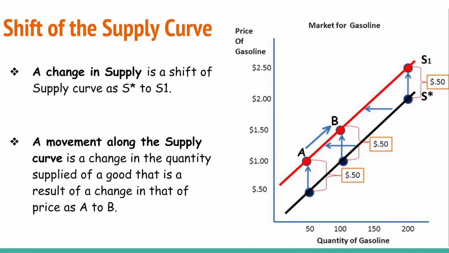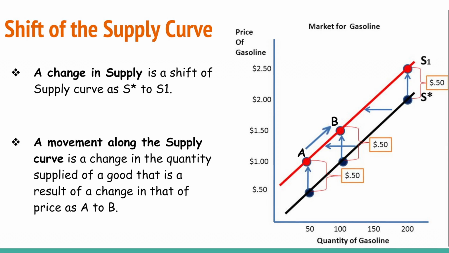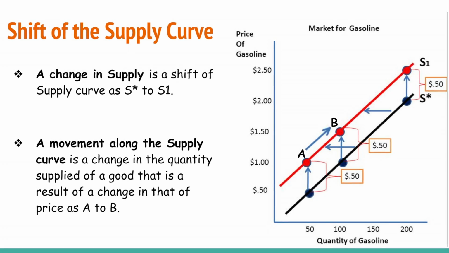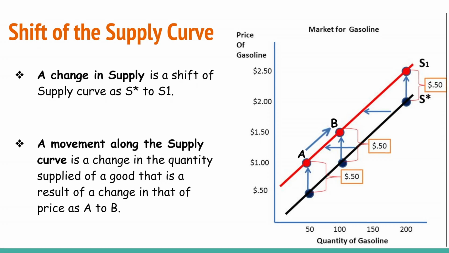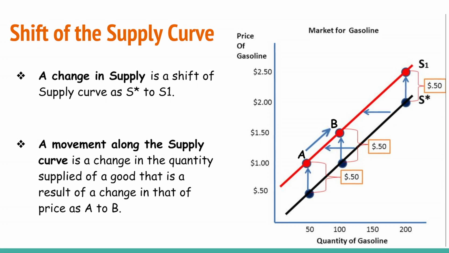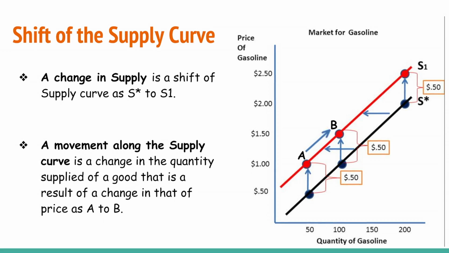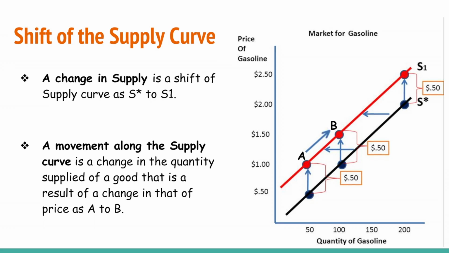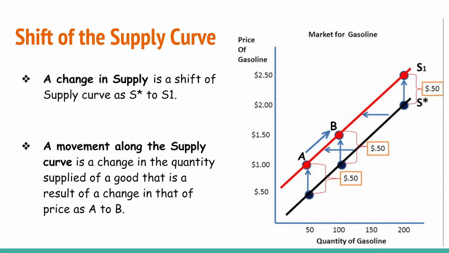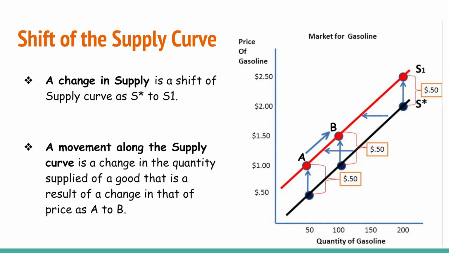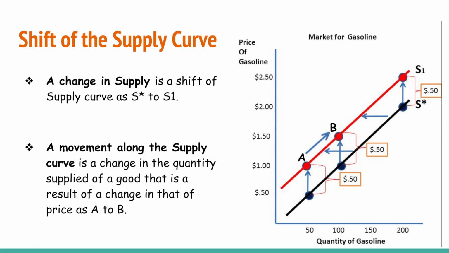This diagram shows the shift of the supply curve from S star before the entry of new producers to its new position S1 after the entry of new producers. Notice that S1 lies to the right of S star, and this is a reflection of the fact that the quantity supplied increased at any given price. A change in supply is a shift of the supply curve, such as S star to S1, but a movement along the supply curve is a change in the quantity supplied of a good that is a result of a change in that good's price, as A to B.